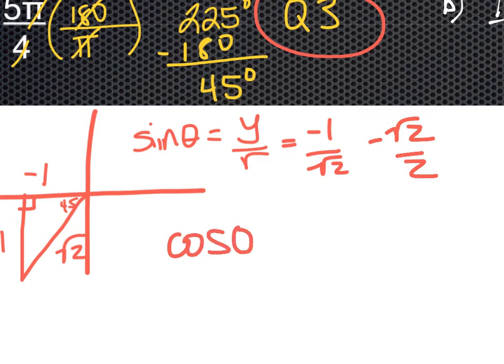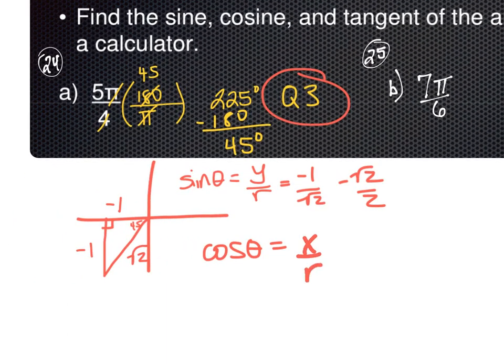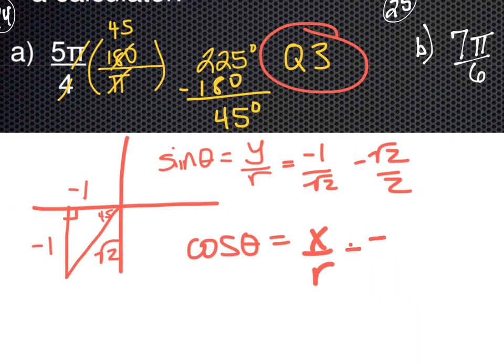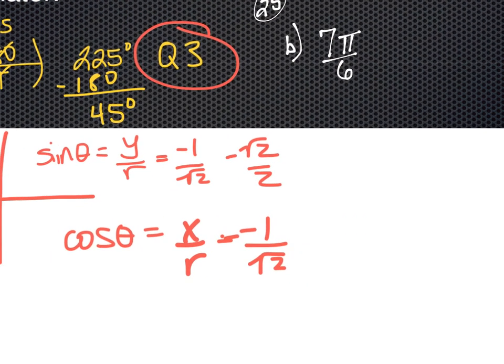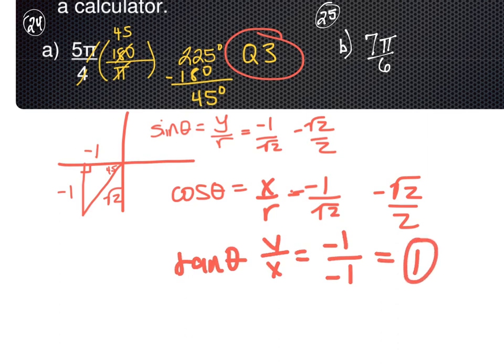Cosine of theta is what over what? X over r. Well, what's the x value? How many did I go left and right? I went negative 1. What's the r? So this again works out to be what? Negative root 2 over 2. Good. And then what's the tangent? How do you find tangent? Y over x. Well, what's y? Over x is, gives me positive 1.